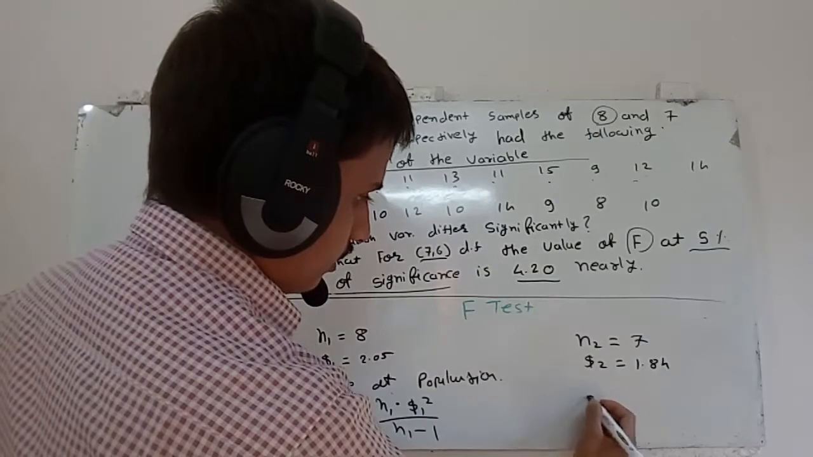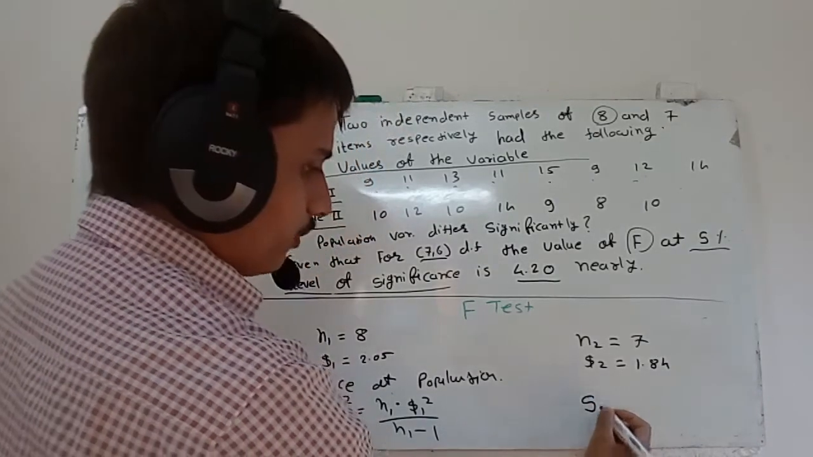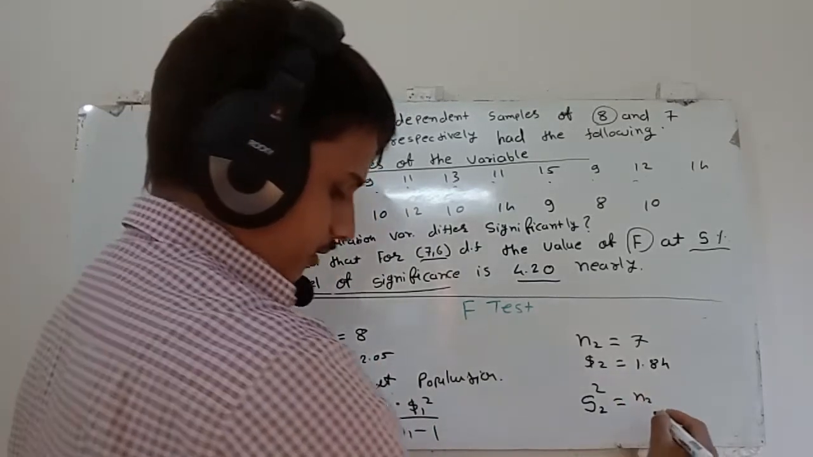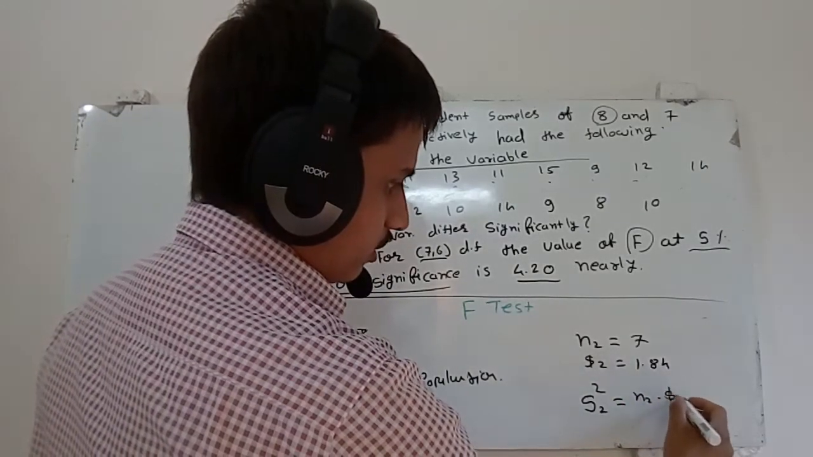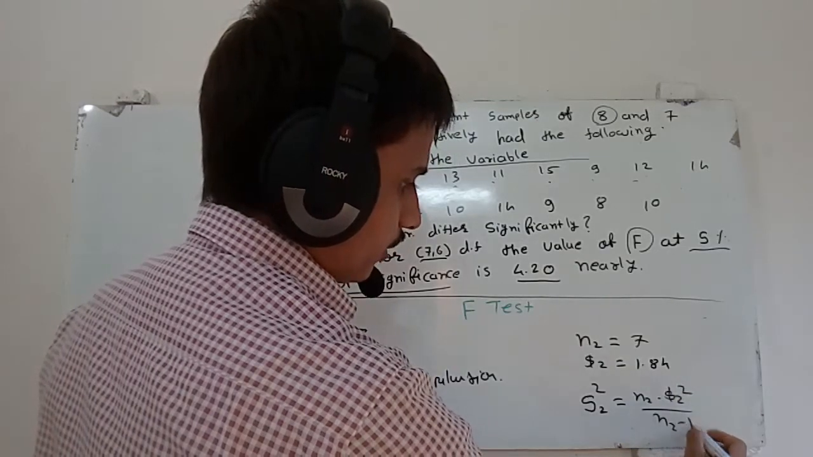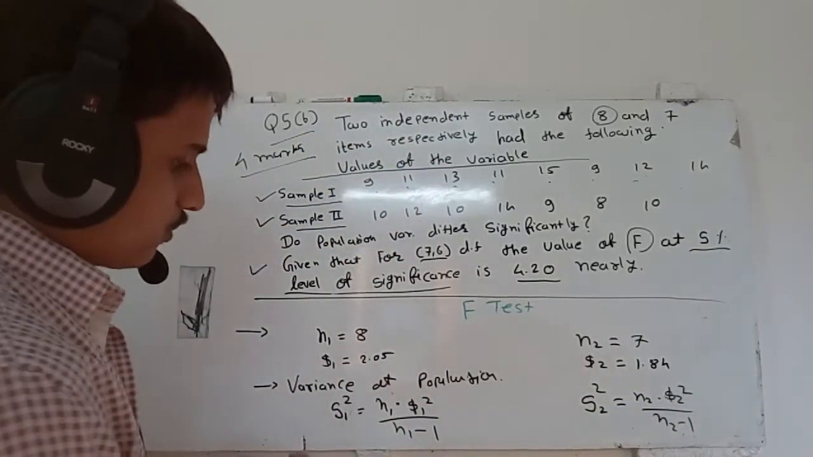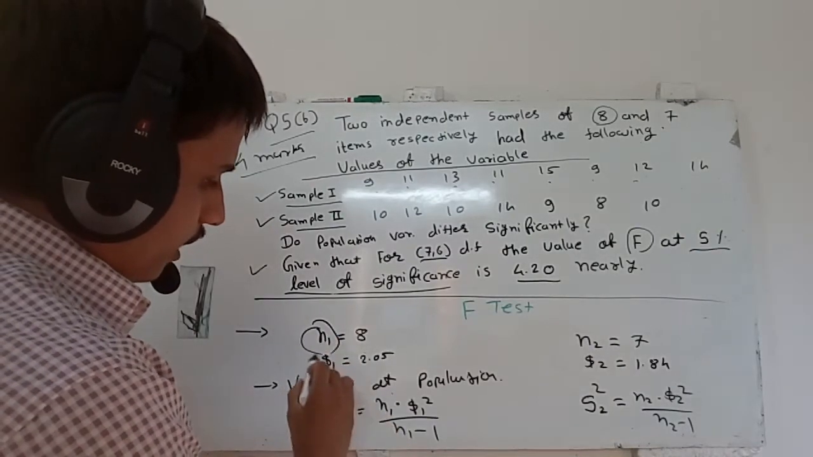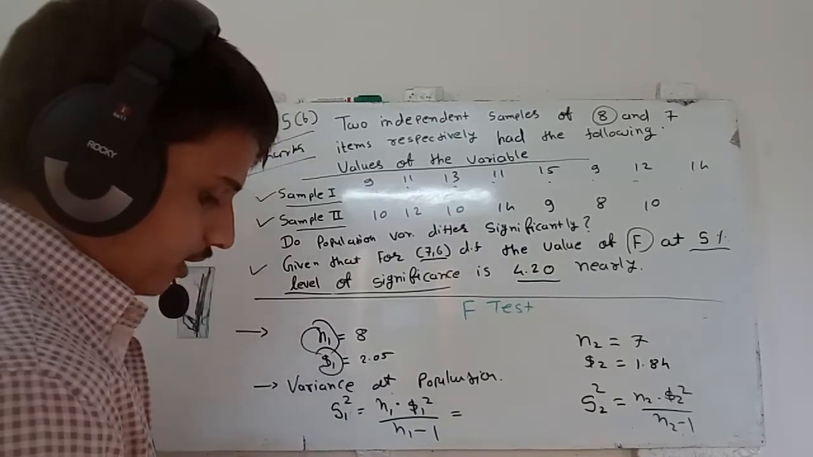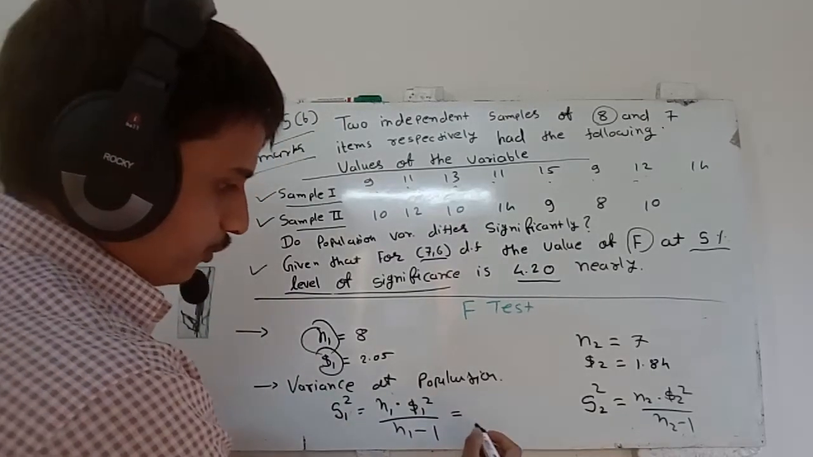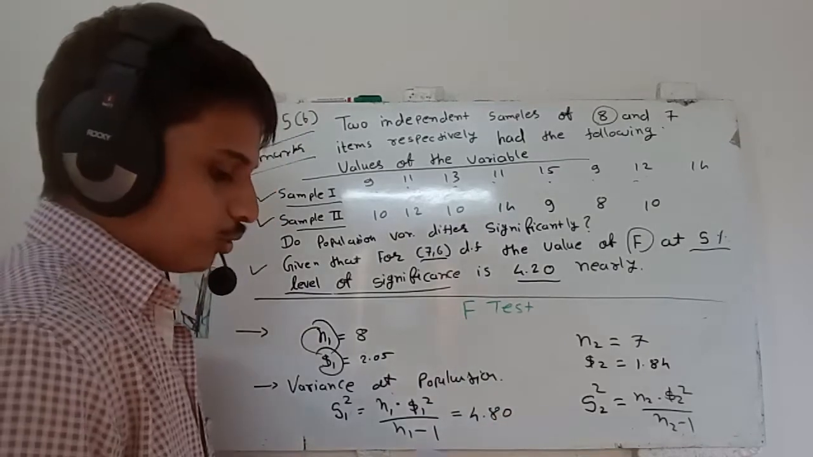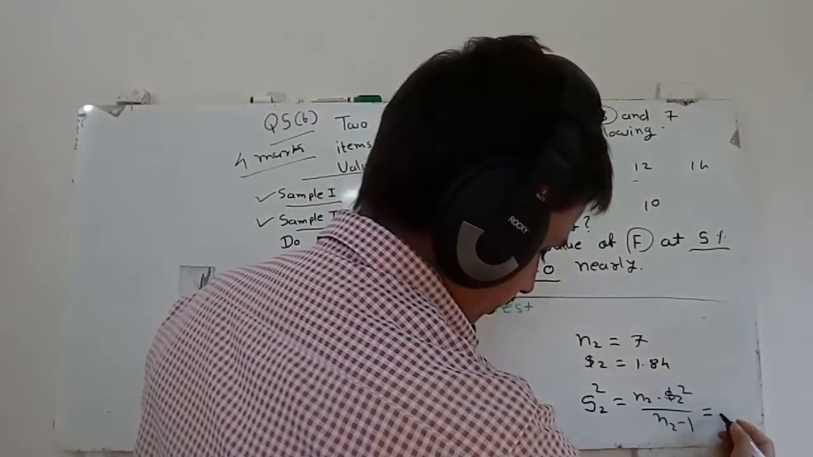Similarly, population variance for sample 2 is N2 into S2 square divided by N2 minus 1. Now you have to just put values of N1 and S1 in this equation. Now if you put these values, you will get S1 square as 4.80 and S2 square as 3.95.